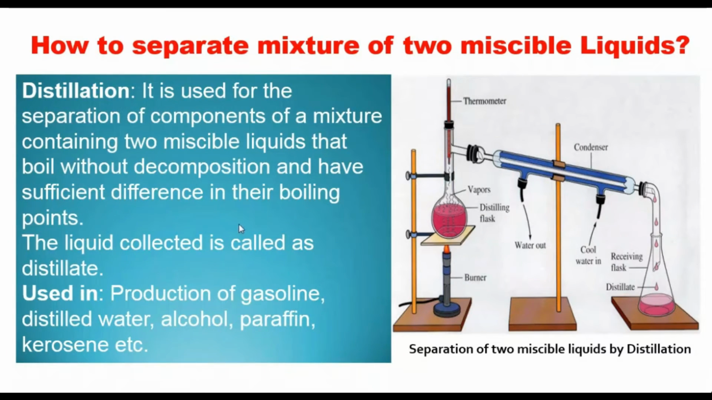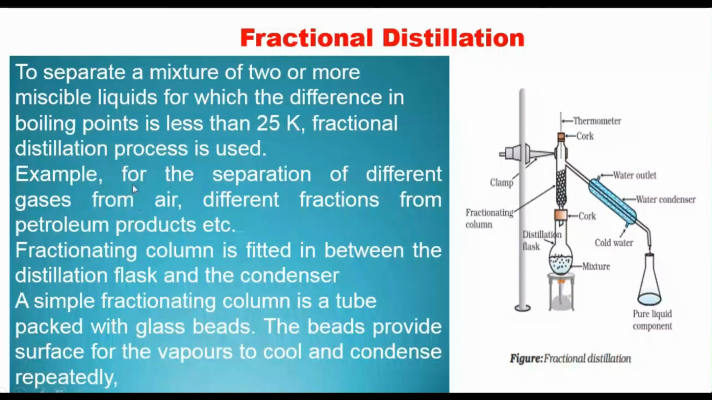Now we have seen here that we can perform distillation only when the liquids have sufficient difference in their boiling points. But what will happen if two or more miscible liquids have a difference in boiling point of less than 25 degrees Kelvin? So what will we do? Such type of liquids can be separated by the fractional distillation process. The fractional distillation process is used for separating different gases from the air or different fractions from petroleum products, etc.